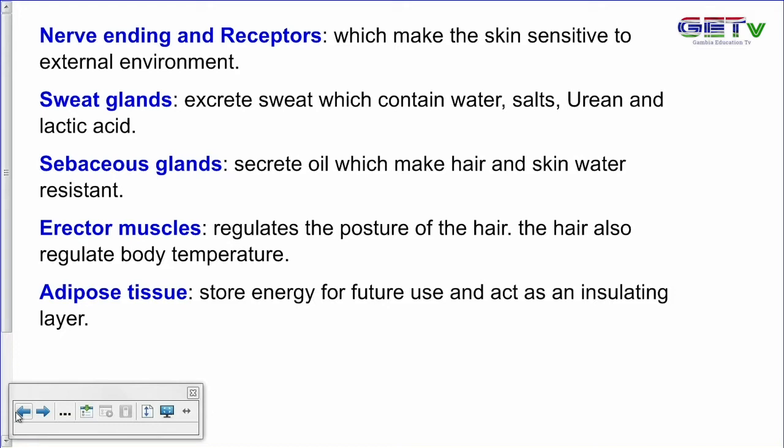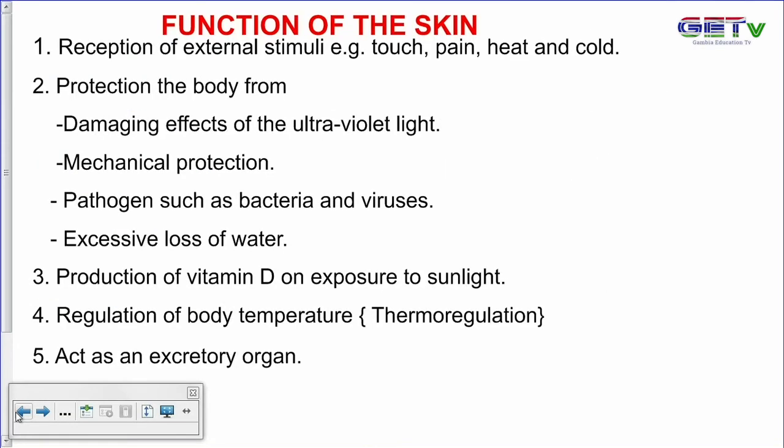Also, we have what you call the erector muscles. They regulate the posture of the hair and also regulate the body temperature. The posture muscles regulate the posture of the hair and the body. Now the adipose tissues, these are the ones that store energy, to be used later, and they act as an insulating layer. It also helps lubricate the skin.